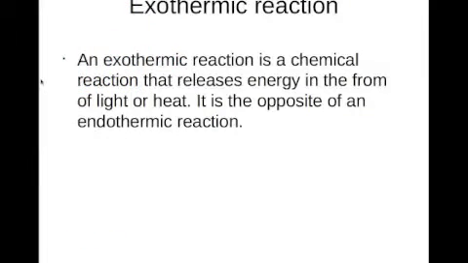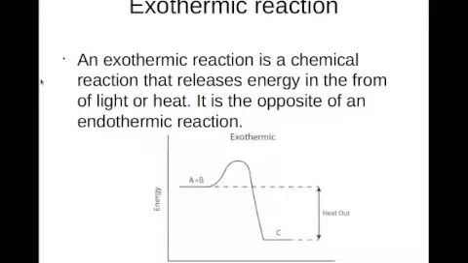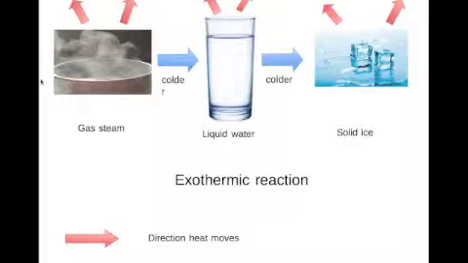An exothermic reaction is any chemical reaction that releases energy in the form of heat or light. It is the opposite of an endothermic reaction, and that's a graph to show. An exothermic reaction releases the heat. So a gas, steam, it's releasing the heat and it'll get colder to turn into water. And then the water will release more heat and get colder to turn into ice. And then you can see the red arrows, the heat's moving out instead of in.